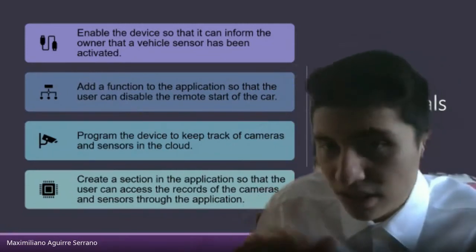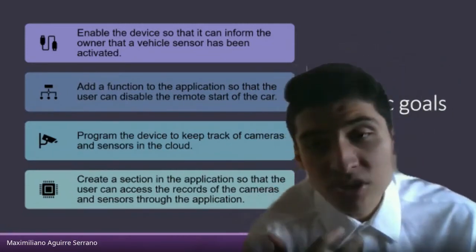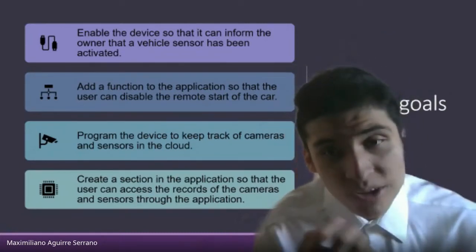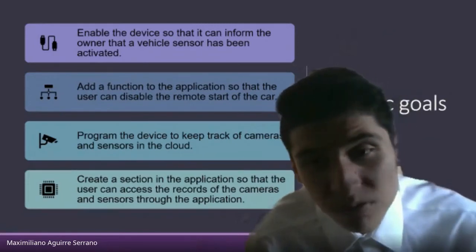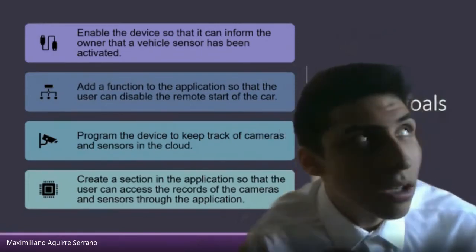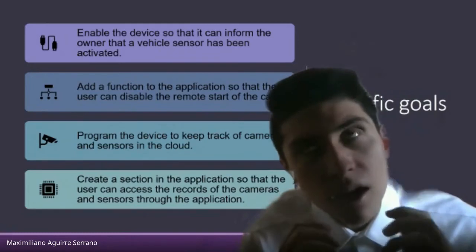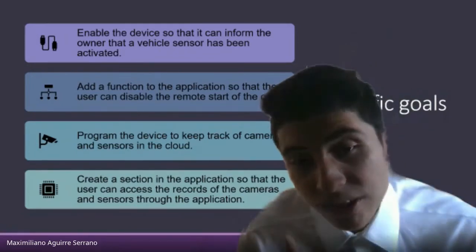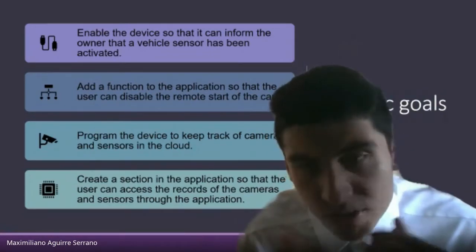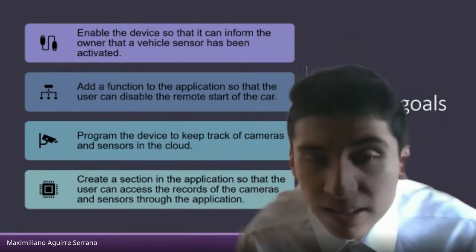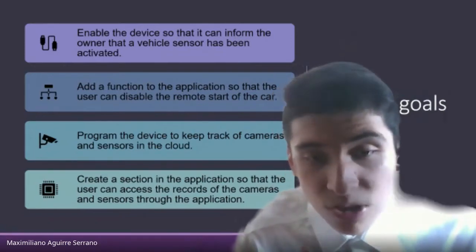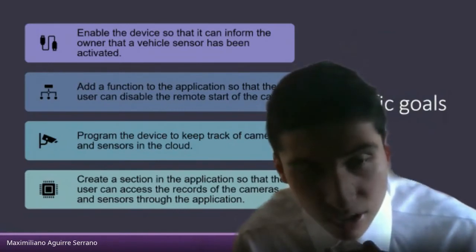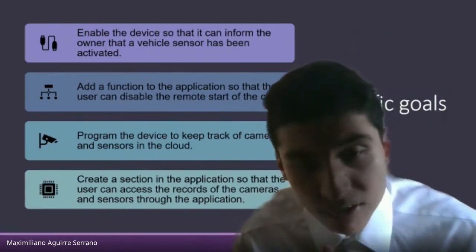Final point. Create a session in the application so that the user can access the records of the camera and the sensor in the application. As I told you in the other point, the records will be saved in the cloud, and that information you will be able to access now through the mobile application.